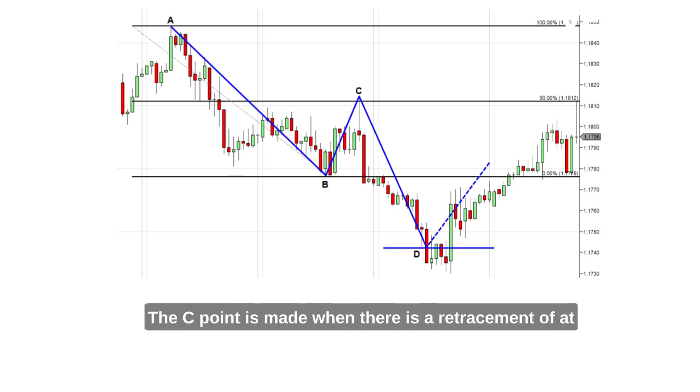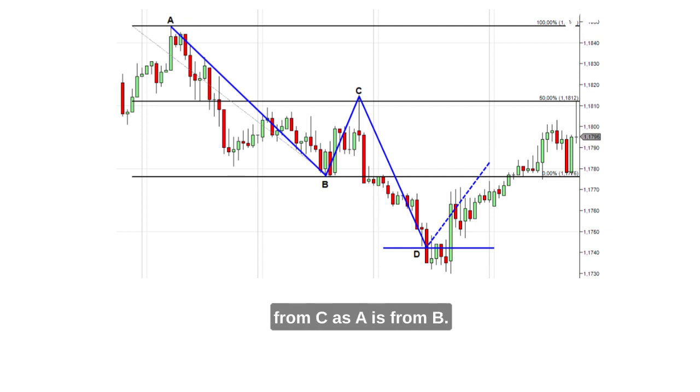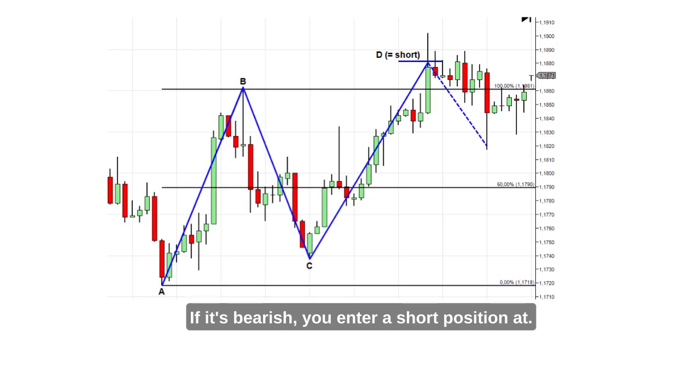The C point is made when there is a retracement of at least 50% from AB, but the price cannot go past A. The D point is placed the same distance from C as A is from B. If it's a bullish AB equals CD pattern, you enter a long trade at D. If it's bearish, you enter a short position at D.